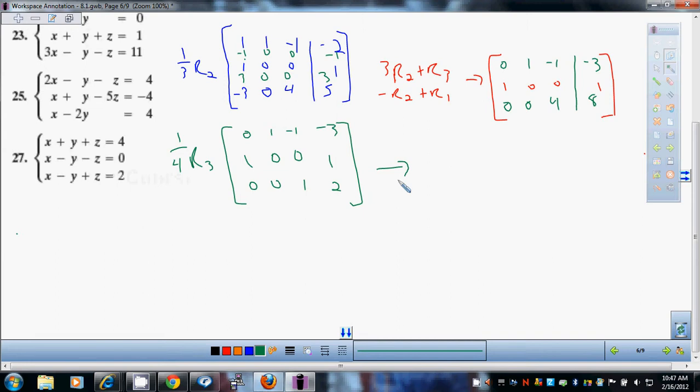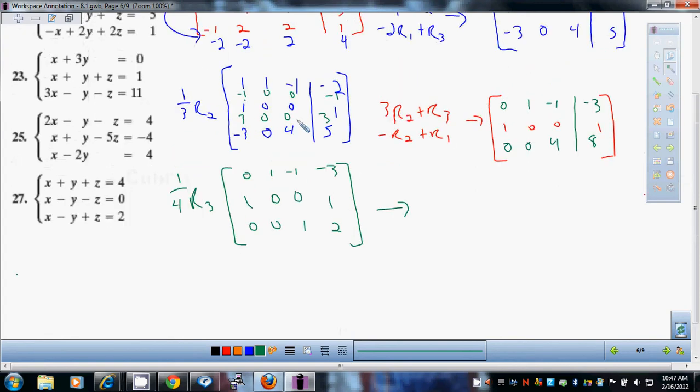Do you have a question? No? You multiply that by 1/4 to get rid of that 4. Yep. Because how would this read now? This would read 1z equals 2. So z equals 2. We have x and z. Now we're just looking for y. So we have to get rid of this z.